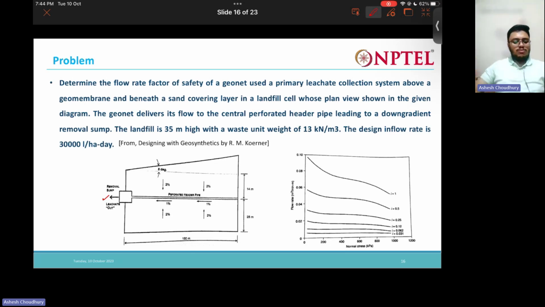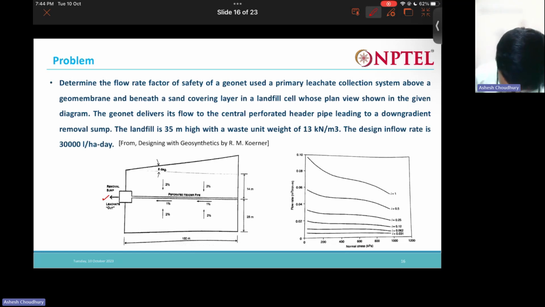So this is the ground. Above that we have the 35-meter high landfill, where everything is dumped. Below this, at the ground base level, we have this drainage system shown here. In this drainage system, we have 2% gradient slopes like this, and in the center we have a perforated pipe. So leachate from all around will be carried with the help of geonets in these slopes, and finally into the perforated pipe, and the perforated pipe will drain it into the removal sump.